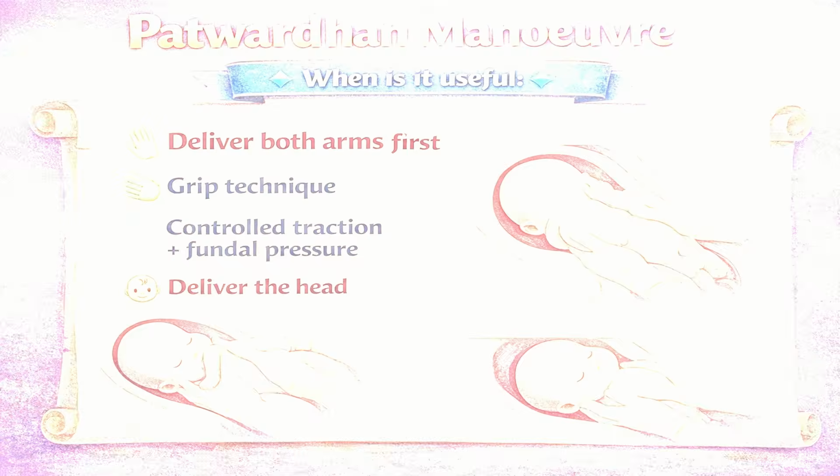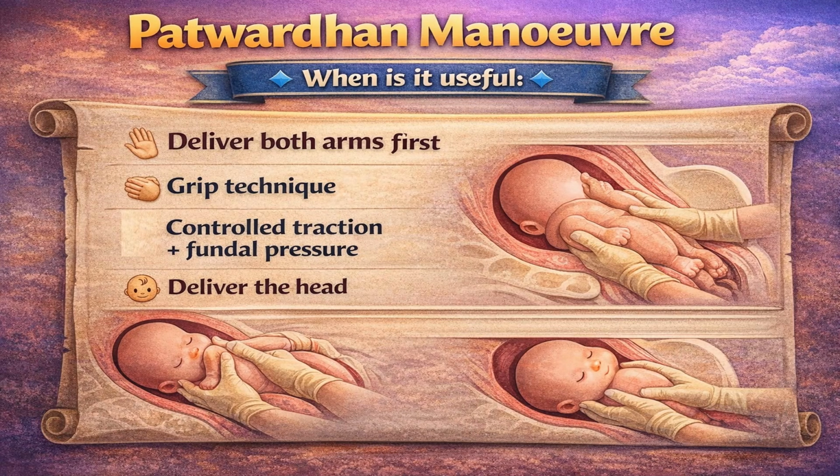So, here we have simplified the Patwardhan maneuver. First of all, deliver both arms through the uterine incision. Then use the grip technique. The operator hooks fingers through both axillae and holds the baby's back securely. Then use controlled traction plus fundal pressure.